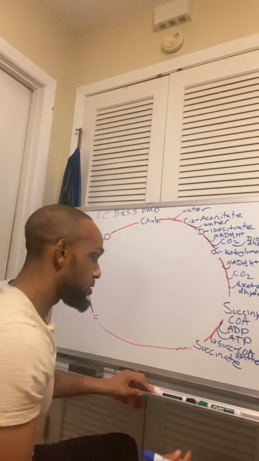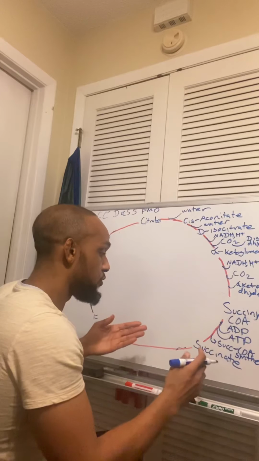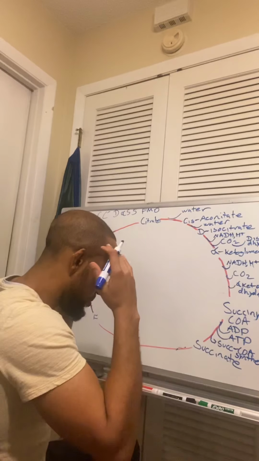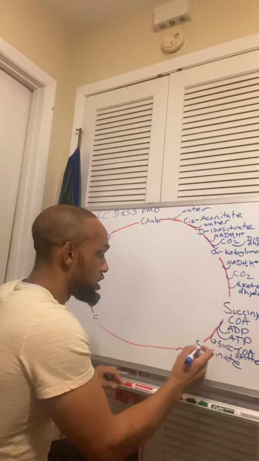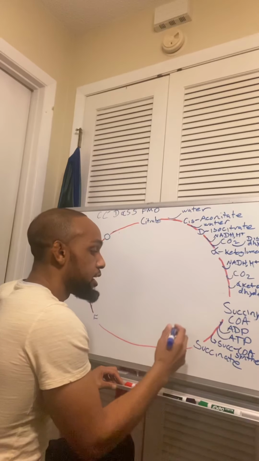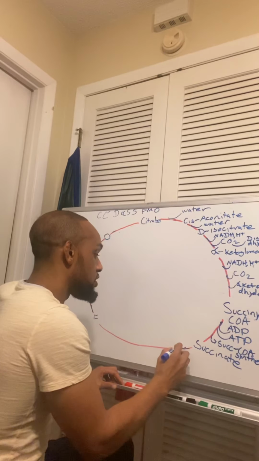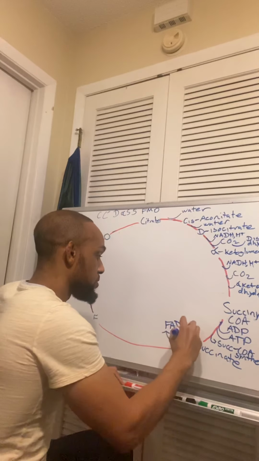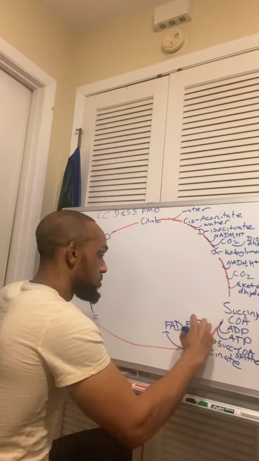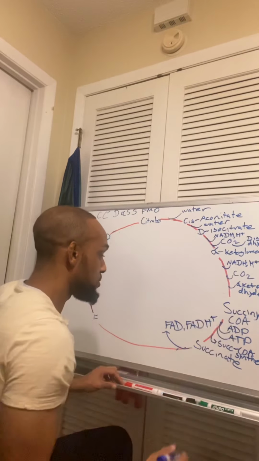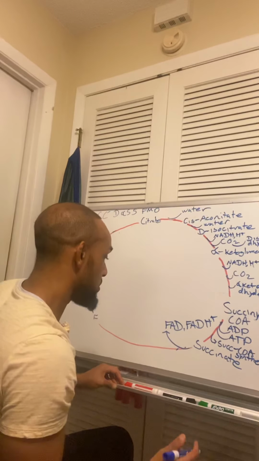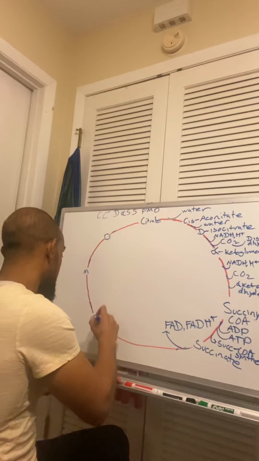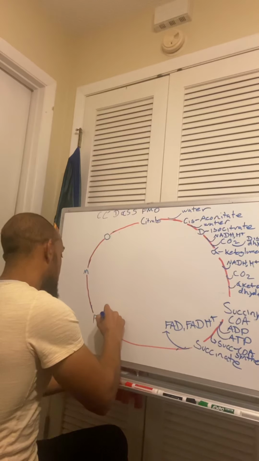Now, succinate is responsible for, brain fart. Succinate is responsible for the production, or it leads into the production, of our first and only FAD to FADH plus. Now we're going to come on over to our first F. Fumarate.